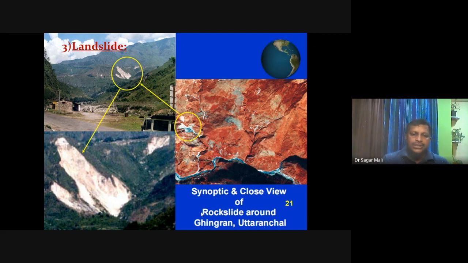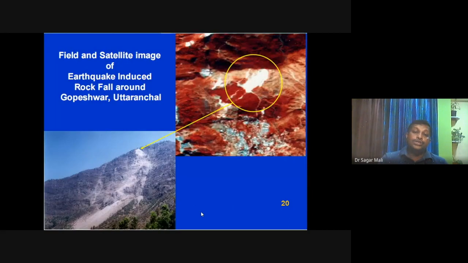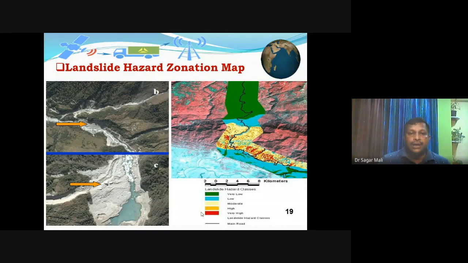So in satellite imageries, landslide prone areas will look like highly reflective, dark areas. Reflection will be very high, and by using different parameters we can make the risk zonation map. How much risk will be there? The landslide hazard risk zonation map.